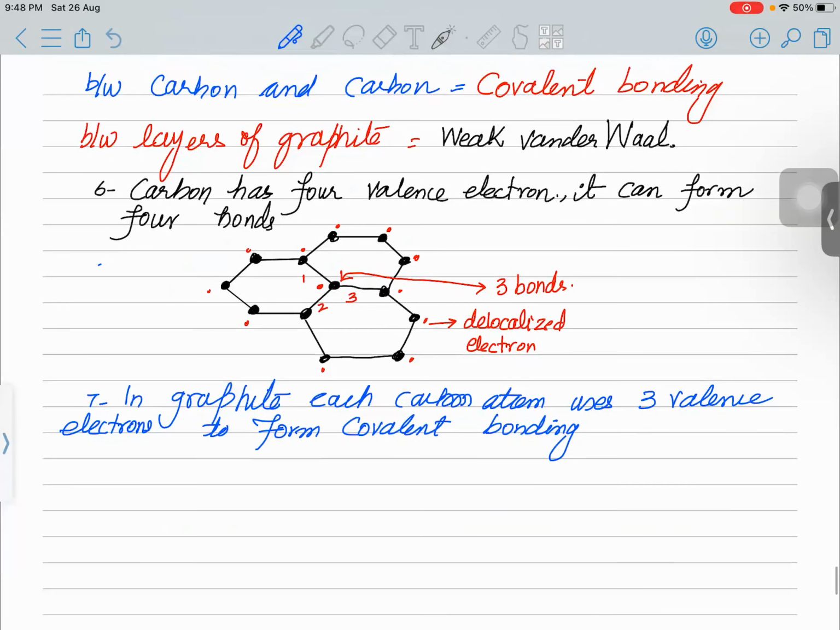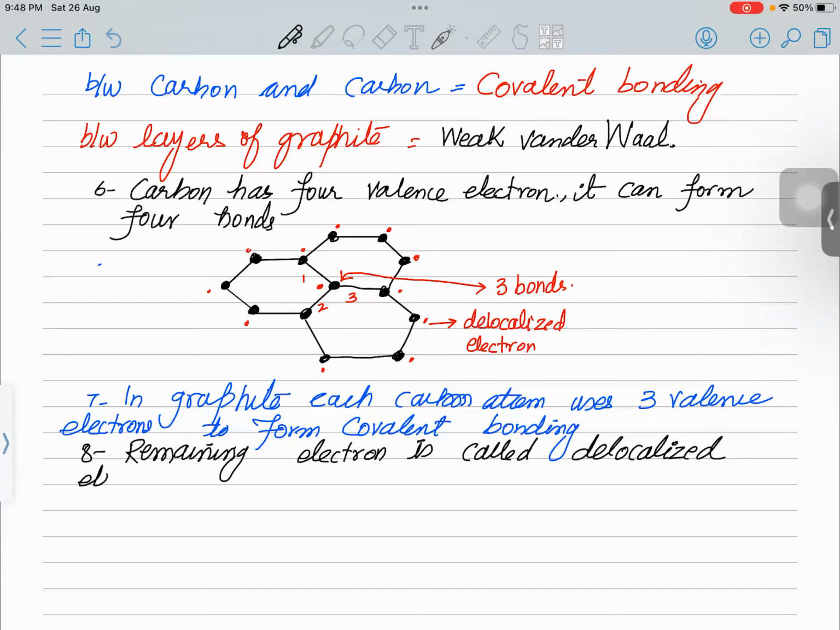How many electrons are left? One more, sir. So the remaining 1 electron is called a delocalized electron, and it moves freely.